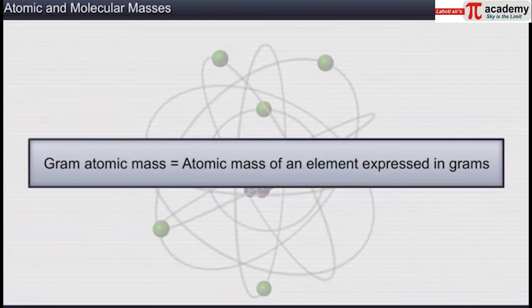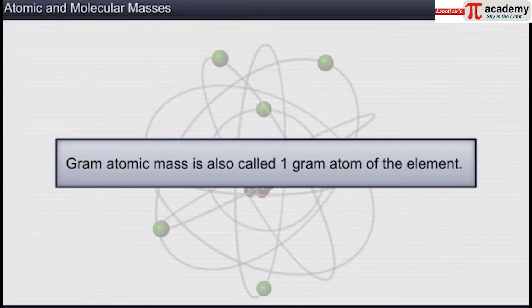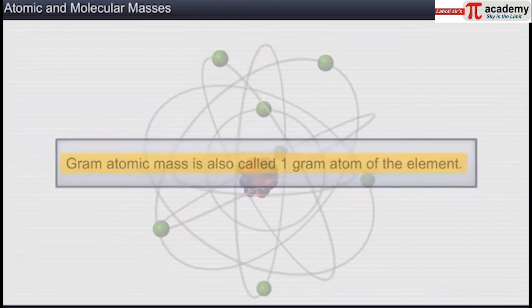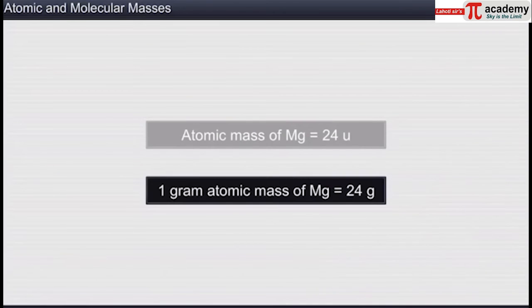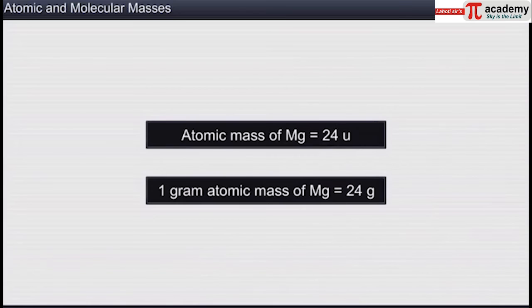When the atomic mass of an element is expressed in grams, it is called gram atomic mass. Gram atomic mass is also called 1 gram atom of the element. For example, 1 gram atom of magnesium is equal to its atomic mass expressed in grams, which is 24 grams.